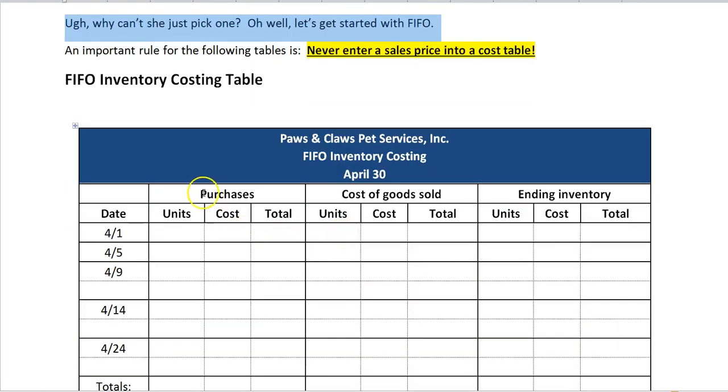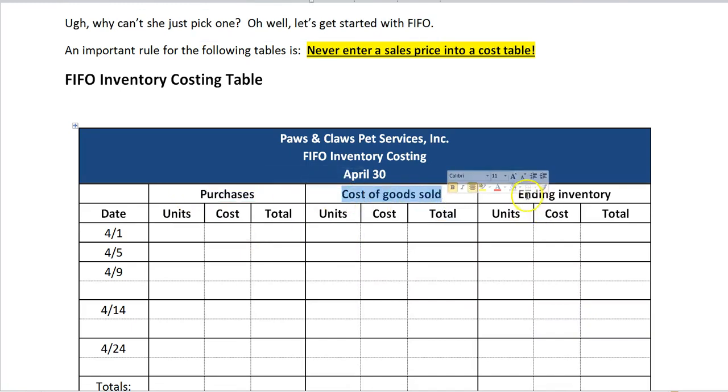What are we doing? We have a table here. We're going to keep track of what comes in, i.e. purchases, what goes out, i.e. cost of goods sold, and then we're going to keep track of the ending inventory. This one's different than the other 2. This is cumulative in nature. This tells us what happened during the transaction, whether something went in or left, and then this one tells us the balance after something came in or left the population.